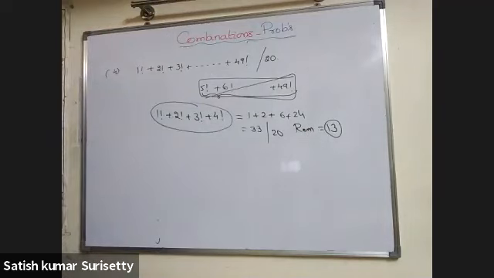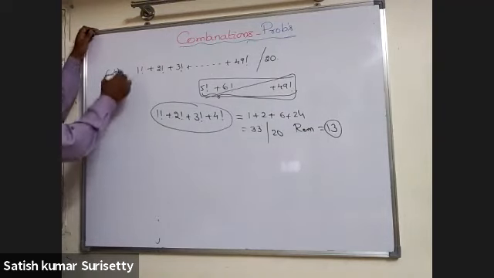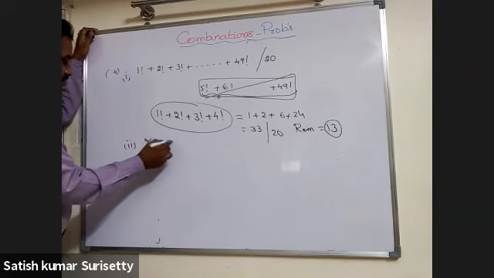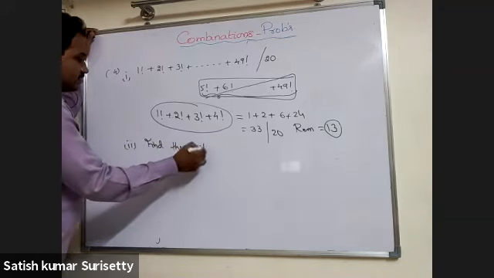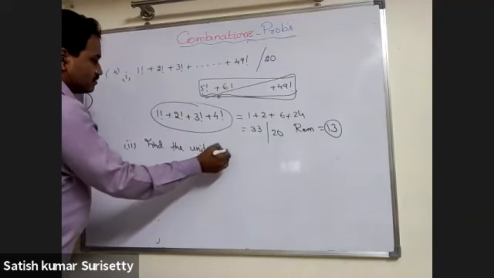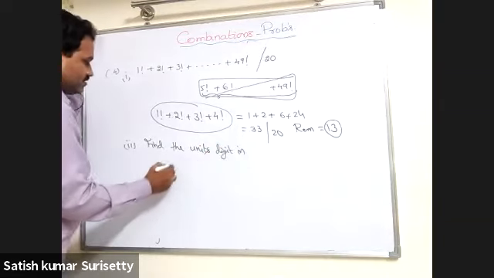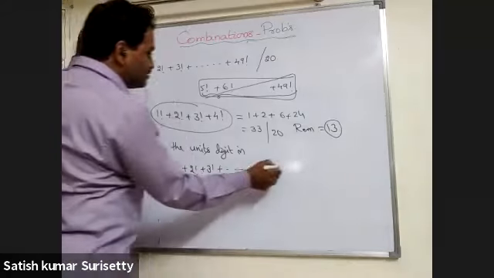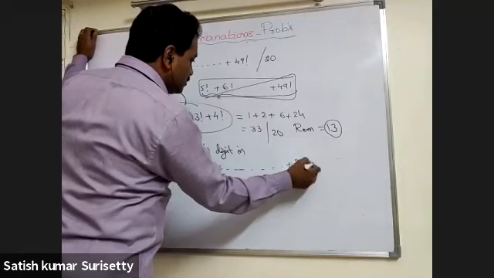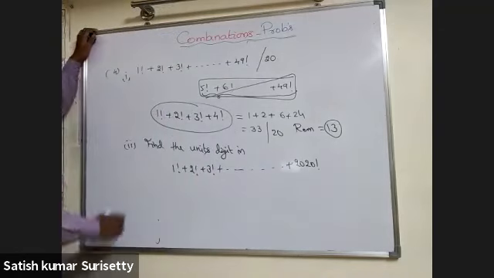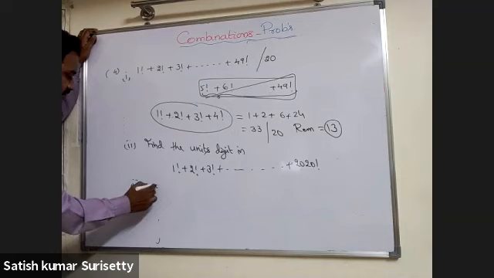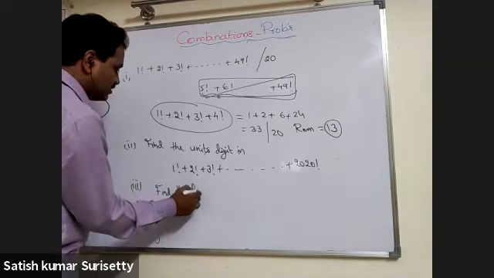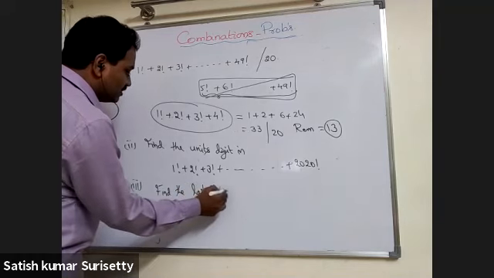Okay. Now let us do another problem in this. Find the units digit in 1 factorial plus 2 factorial plus 3 factorial and so on up to 2020 factorial. Third part: find the last two digits.